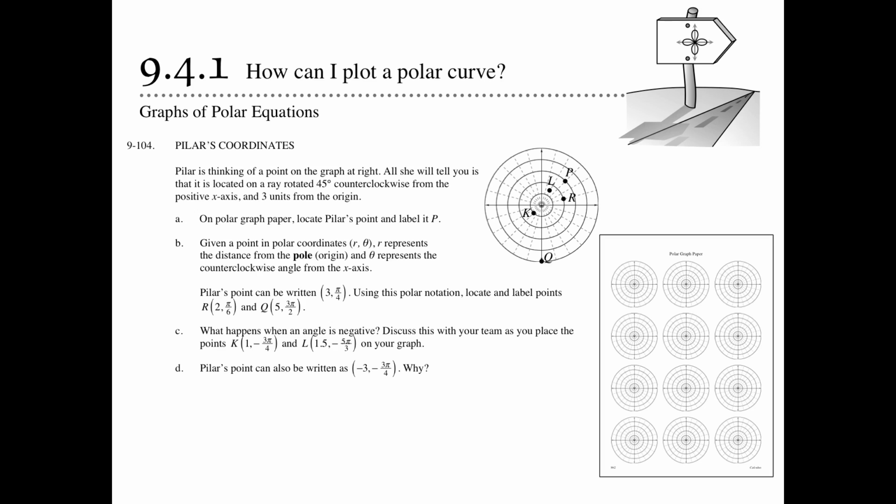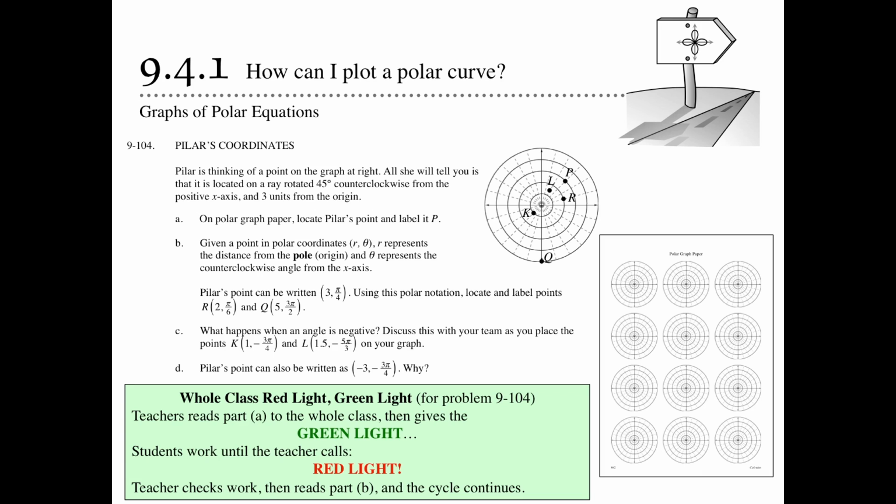This is an important problem, but you do not want it to take up too much class time because the next problem, 9-105, is a long one. So consider using a study team strategy to speed things along with this opening problem. One way to do this is with a modified version of red light, green light, where the whole class will be participating in the red light, green light activity together.